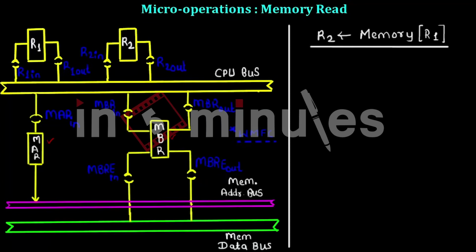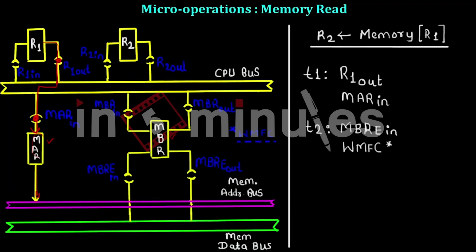Now we know the different T states and the different operations that are to be performed. So let's start by setting the appropriate control signals. In the first T state, R1 out is set and MAR in is also set. This means the data from R1 is put on the CPU bus and then goes to MAR. So the address of the memory location is now present in the MAR and it is immediately forwarded to the memory address bus. So in this T state, the memory address bus is active.